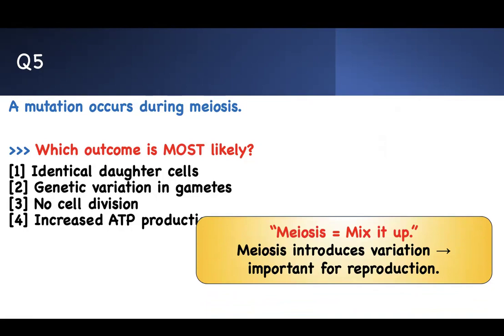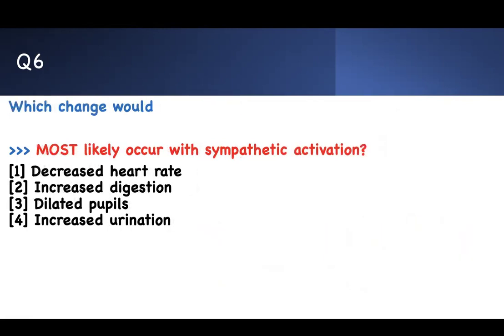That's all for the TEAS, straightforward and pattern recognition. You don't have to pay attention to any words. The keyword in the question and pattern recognition. Change would most likely occur with sympathetic activation. Buzzword, sympathetic activation. Decrease heart rate, increase digestion, dilated pupil, increase urination.